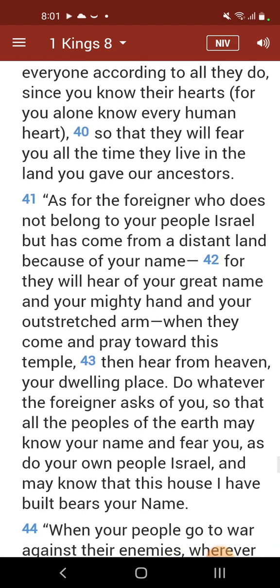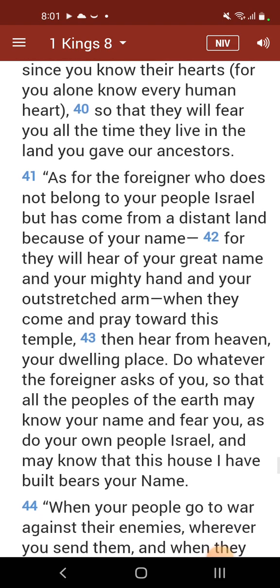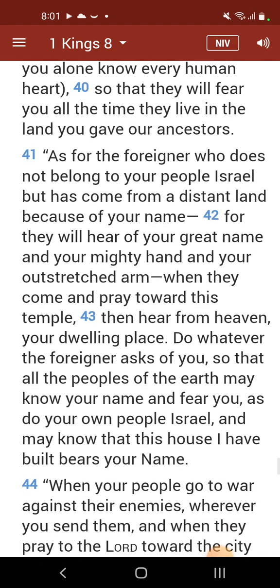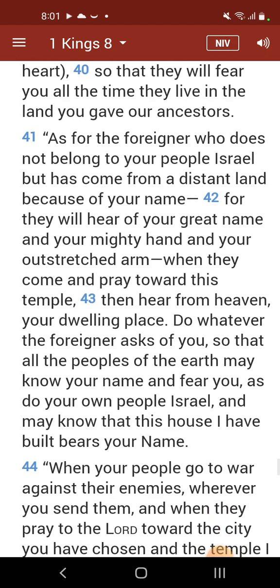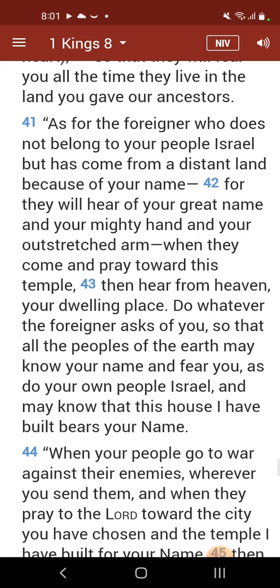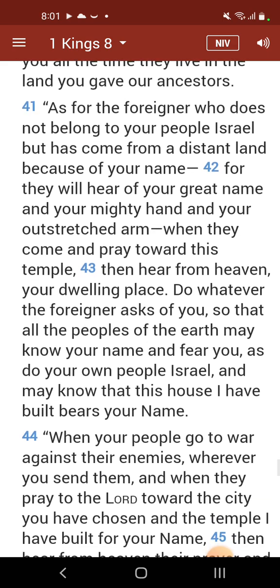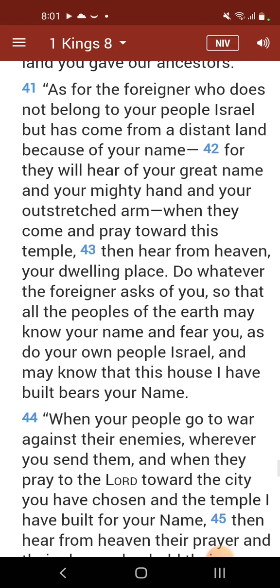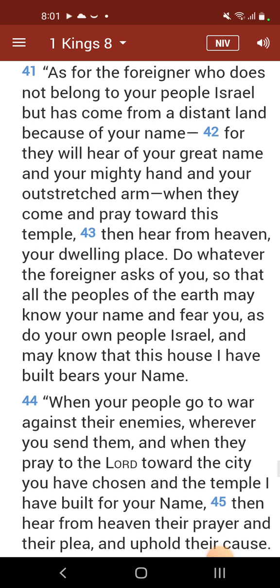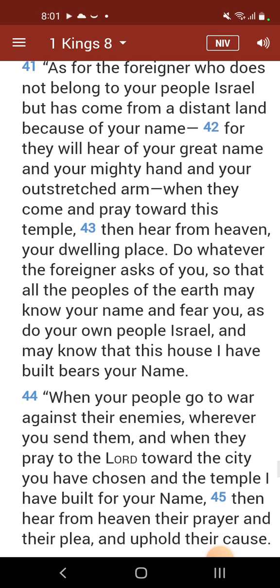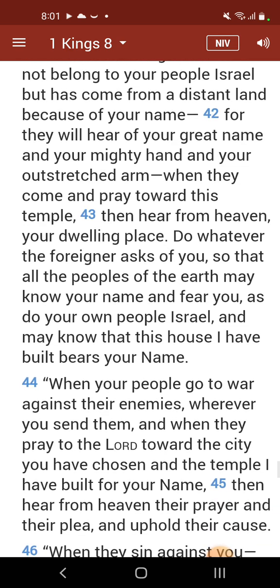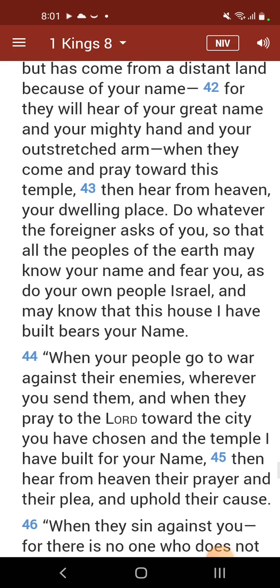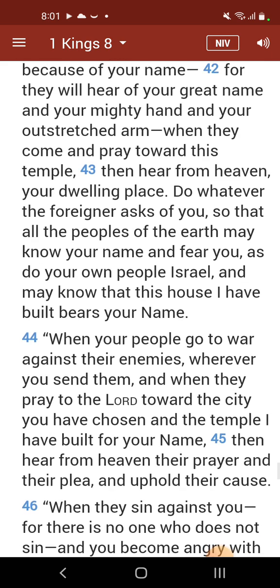As for the foreigner who does not belong to your people Israel, but has come from a distant land because of your name, for they will hear of your great name and your mighty hand and your outstretched arm, when they come and pray toward this temple, then hear from heaven your dwelling place. Do whatever the foreigner asks of you, so that all the peoples of the earth may know your name and fear you, as do your own people Israel, and may know that this house I have built bears your name.